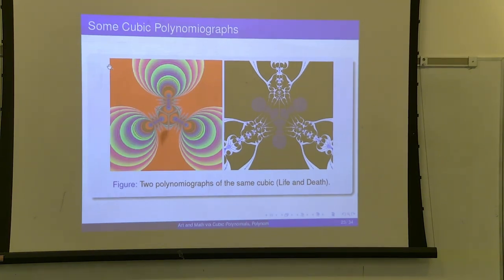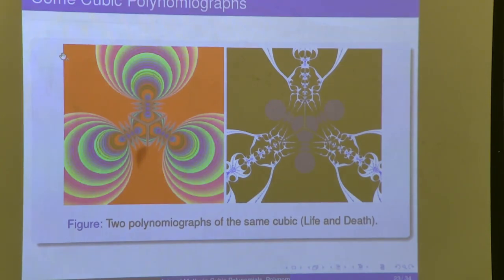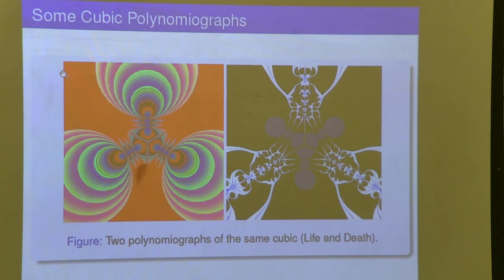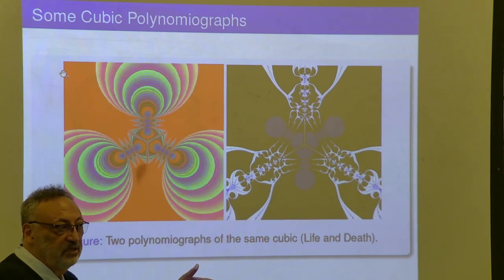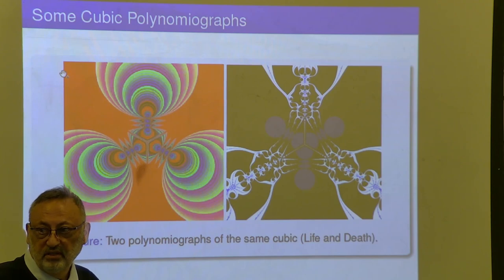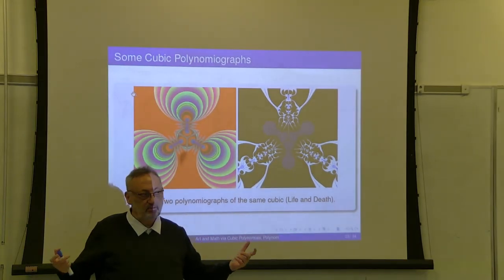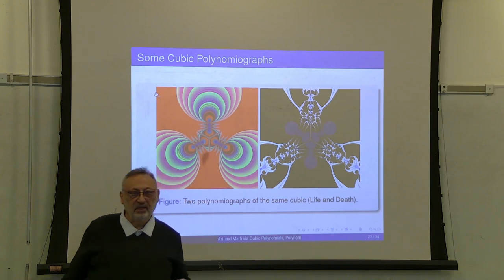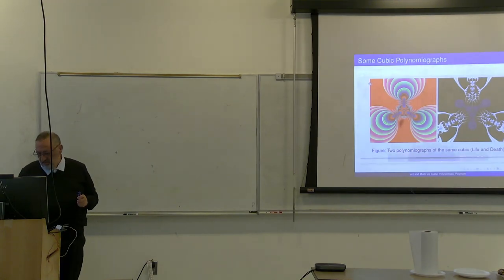These are also different polynomial graphs of z cubed minus 1. I call them life and death. In fact, they are two images of the same polynomial under different methods. So iteration methods are different ways of trying to find roots. It's like taking a picture of a polynomial. You can use different lenses, different effects, to get different images. And that's what is nice about polynomiography, that you can learn techniques to generate different images.